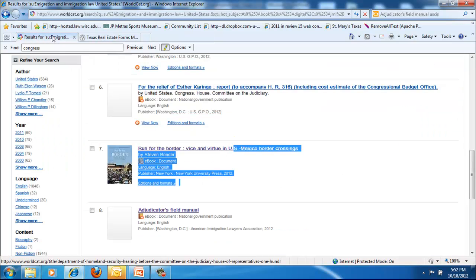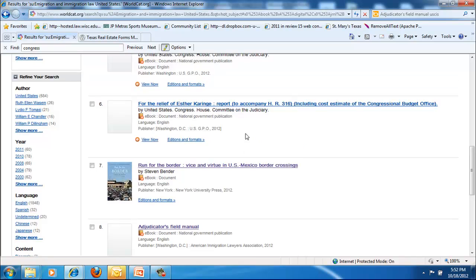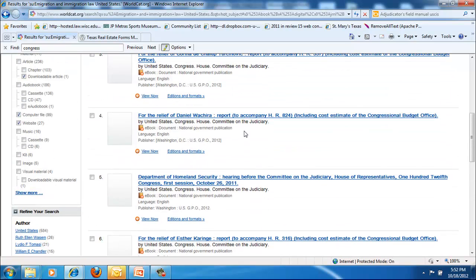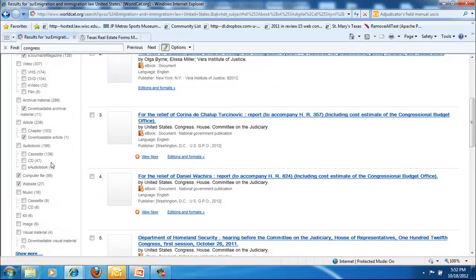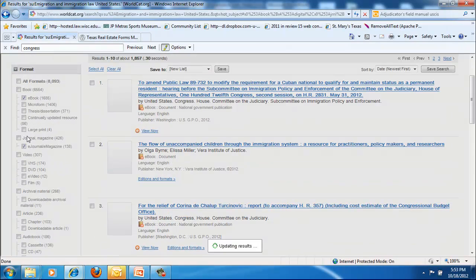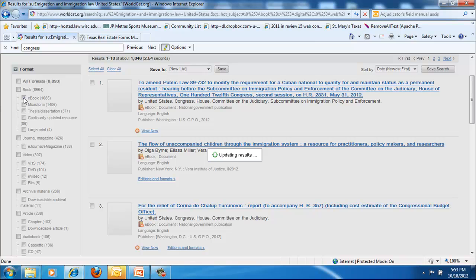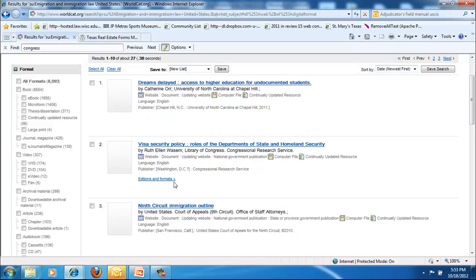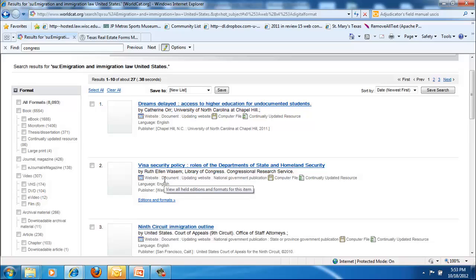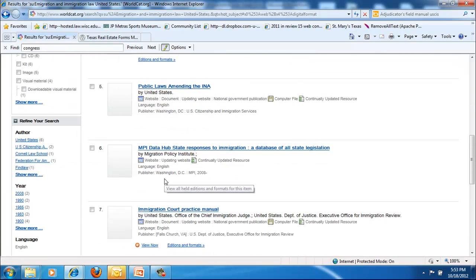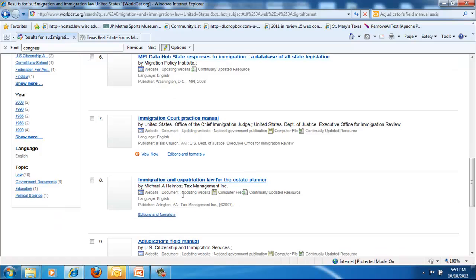You cannot, with WorldCat, sort out what is open access versus what is paid. But website generally will be open access, so we'll go back to just looking at websites to see, can I get something that's a good overview that I can read right now in my office. And when I go down to websites, I've got about 27 sites. I'll come over and look.